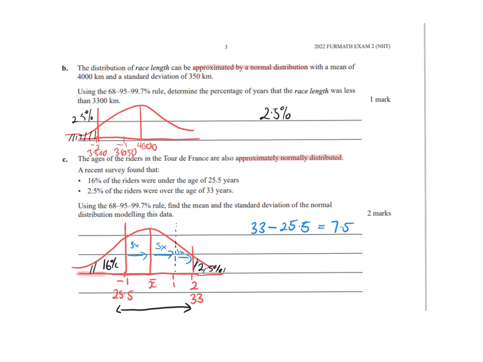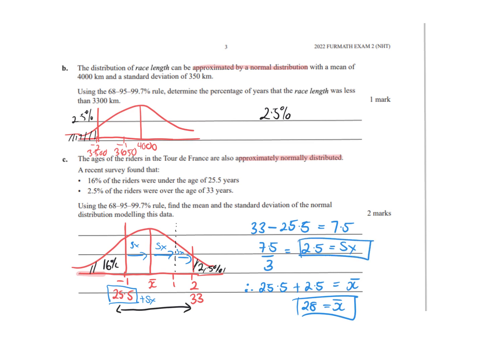So how am I going to find 1 standard deviation? Good, awesome. If I divide 7.5 by 3, I get 2.5, that is essentially 1 standard deviation. I now know that 2.5 is 1 standard deviation. So now, how might I find what the mean is? I could use one of the numbers they've given me. Say I use 25.5 and add a standard deviation, is that going to take me to the mean? Yes. So 25.5 plus 1 standard deviation takes me to the mean, so the mean ends up being 28. So we know the mean and we know the standard deviation, which was the answer to the question.